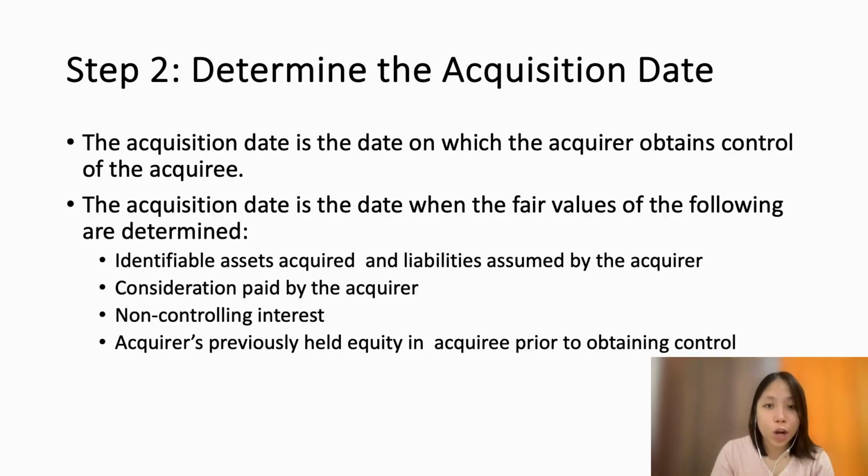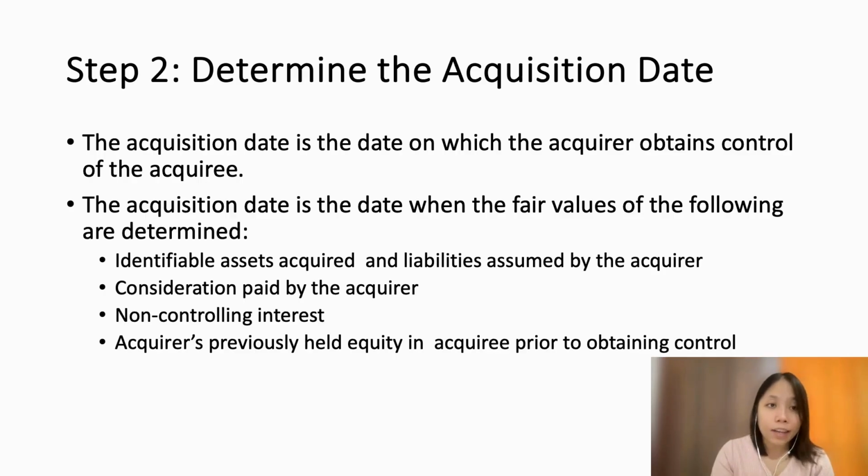Step 2 is to determine the acquisition date. The acquisition date is the date when the acquirer obtained control of the acquiree. This date is significant because whenever we say fair value in business combinations, we often mean to say acquisition date fair value and not the fair value on any other dates.